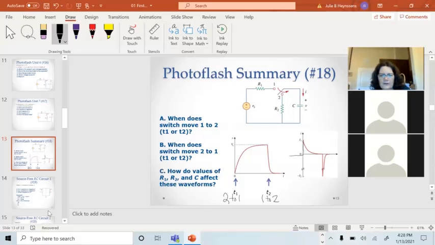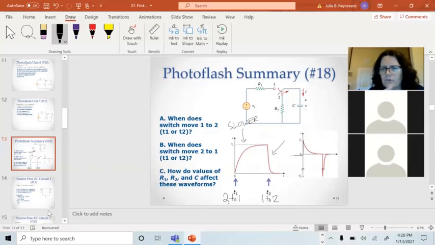Now, one thing you can notice from this graph, we haven't gotten there yet, but if you look at this, this looks like it's going way slower than here. And why are they different?